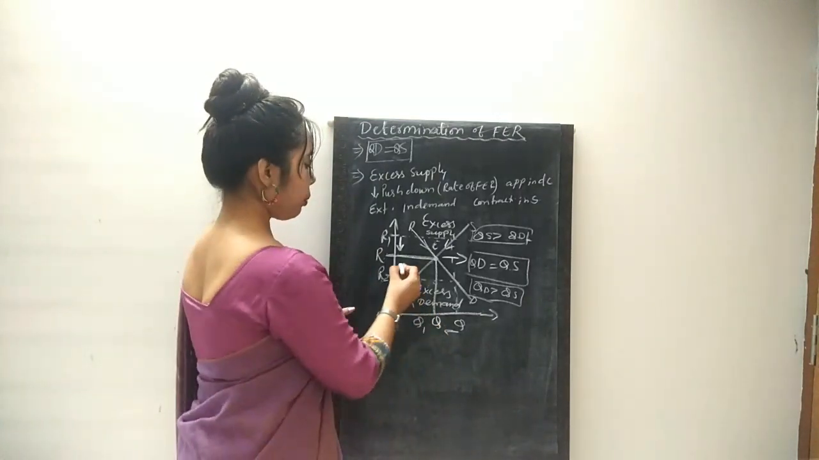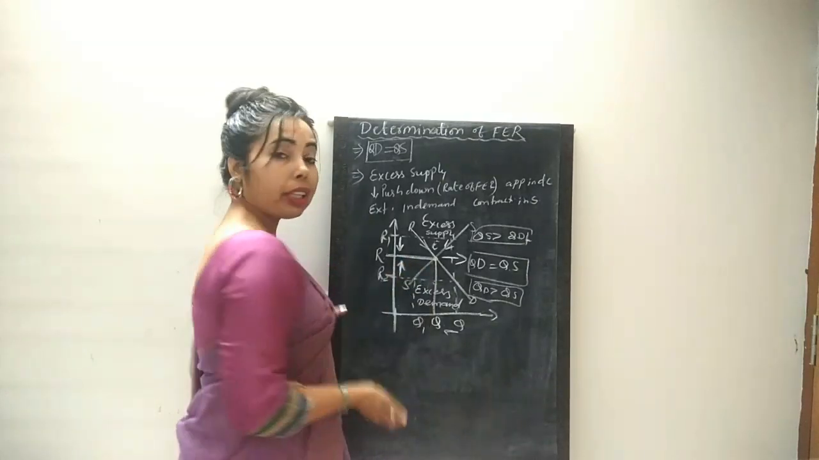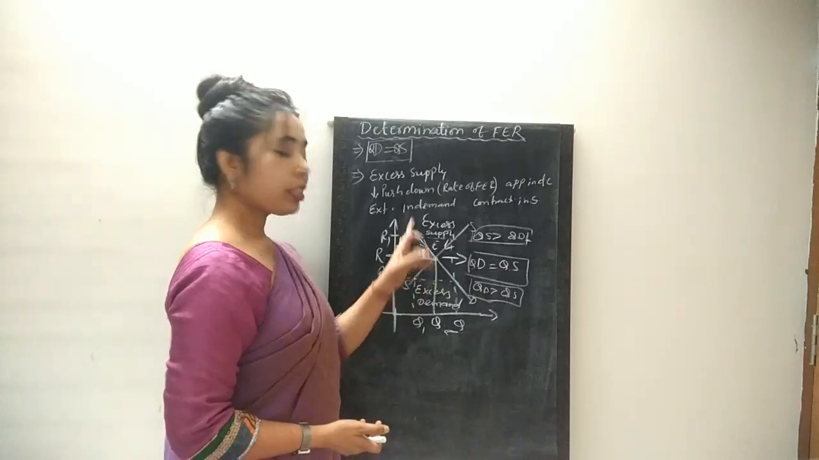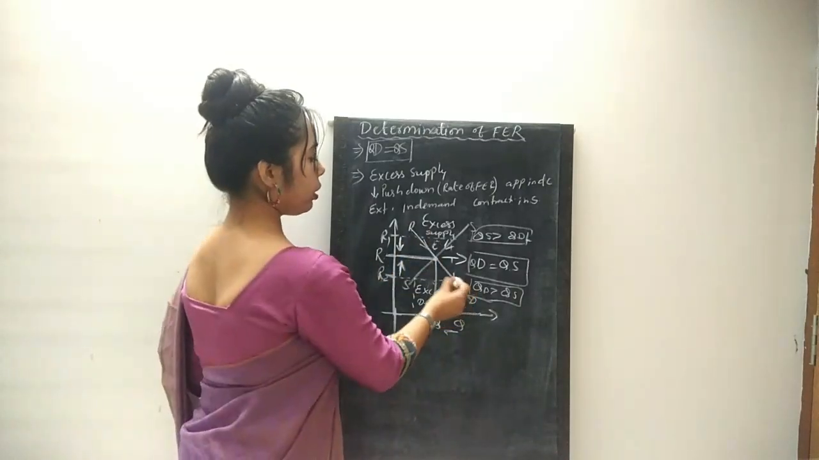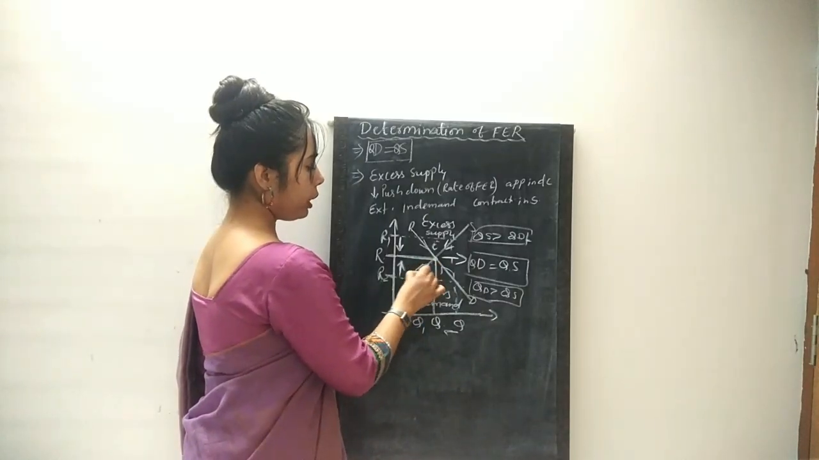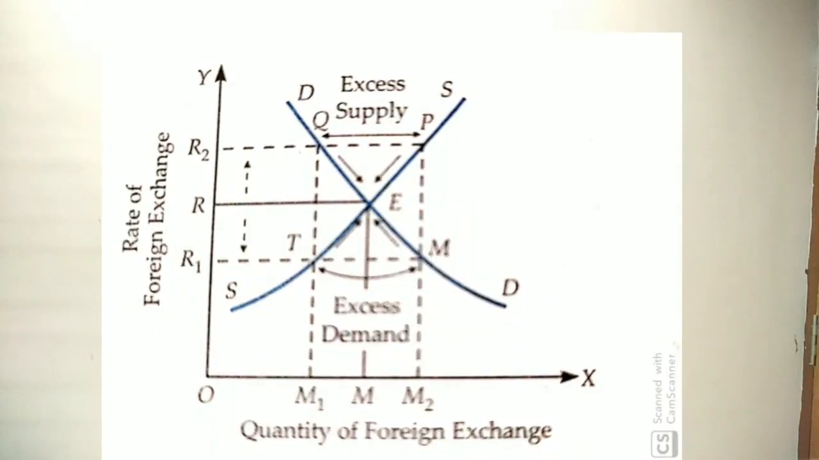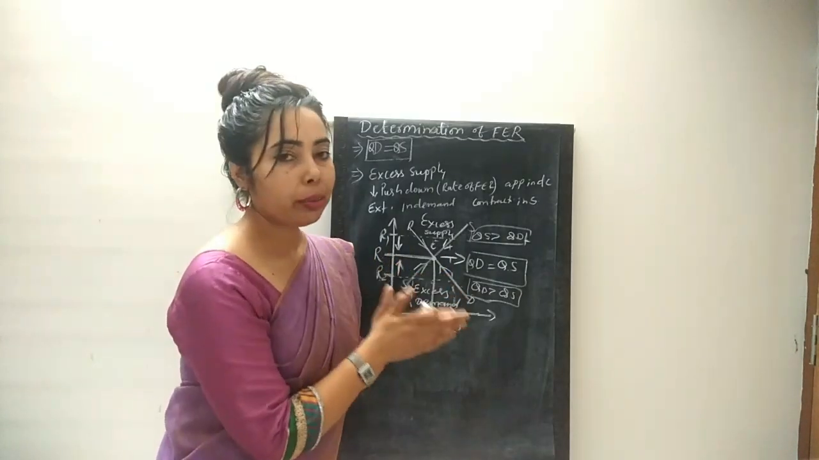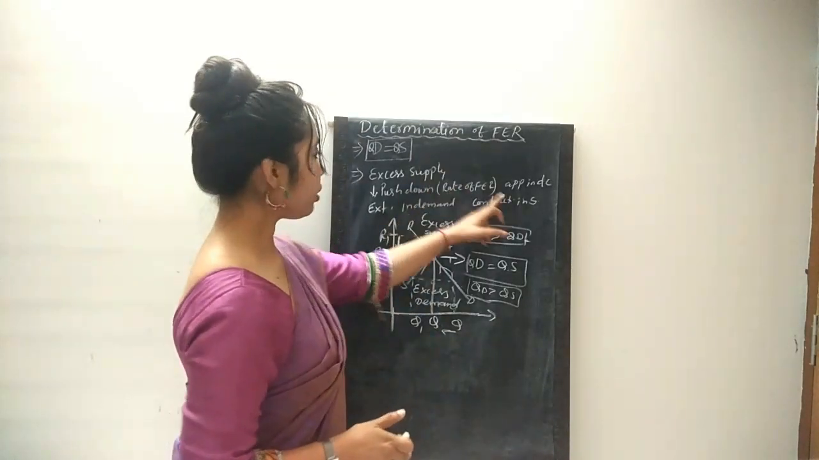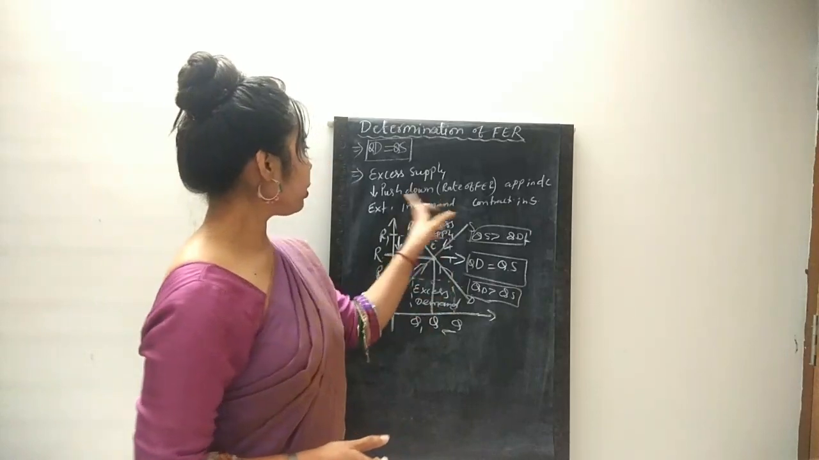Here the price will rise from R2 to R, and when price rises, what will happen on the demand curve? That will contract. And what will happen on the supply curve? There will be extension. So both the demand contraction and the supply extension will go on till it reaches the equilibrium point.